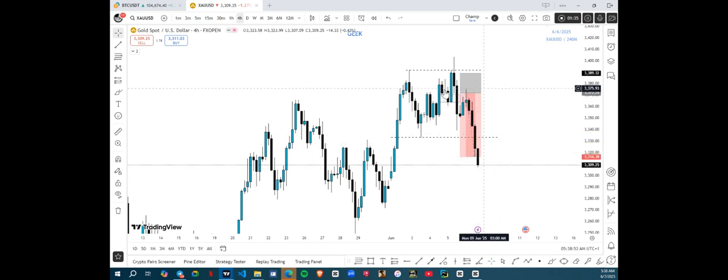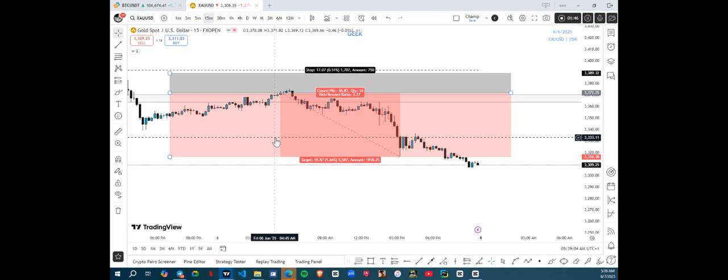If you wanted to extrapolate it and go a little bit further, since we have this on the 4 hour, we could use this as our higher time frame TP area as well. And drop down to the 15 minute.